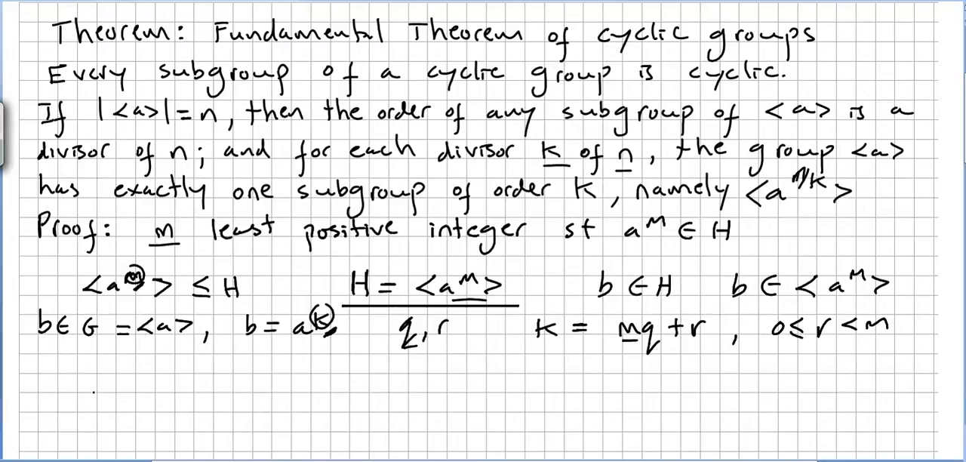Okay, so what is a to the power of k? A to the power of k is this, right? So it's a to the power of mq plus r, which is equal to a to the power of mq times a to the power of r.